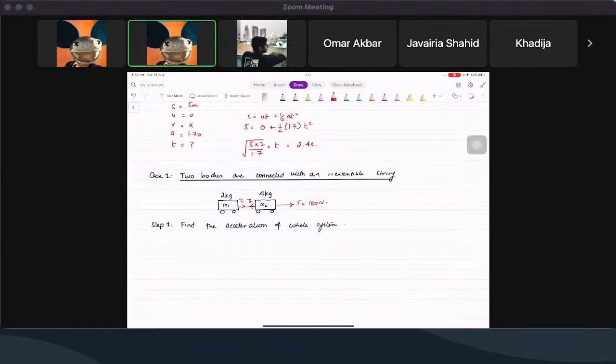We know that the formula that connects force and acceleration is F equals ma. When two masses are connected, you add those masses together and then add all the forces. So the force right now is 100, and the mass 1 was 2, the mass 2 was 4, times a. So the acceleration will be 100 divided by 6, which makes it 16.7 meters per second squared. Is it clear? Yes.